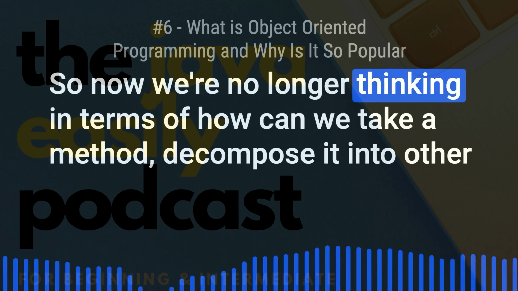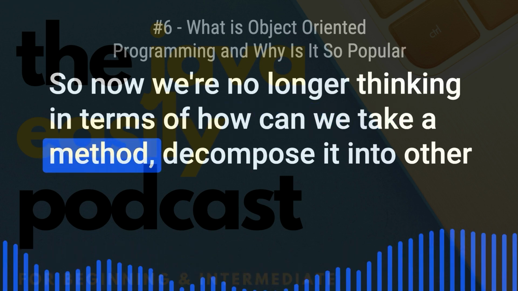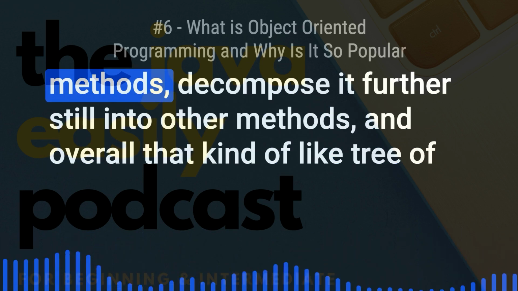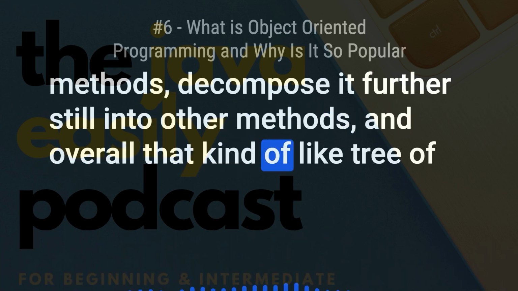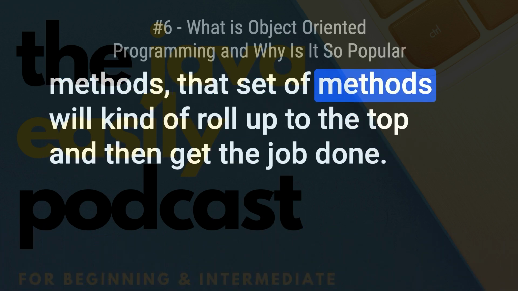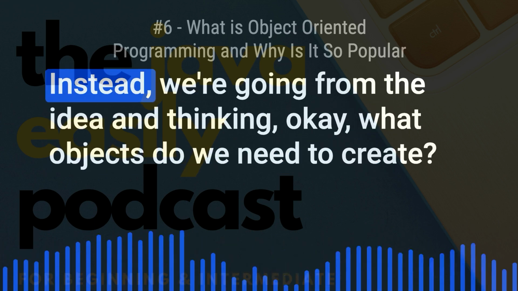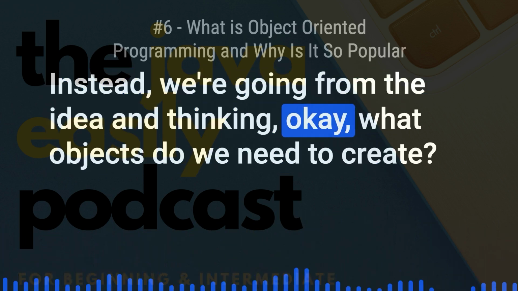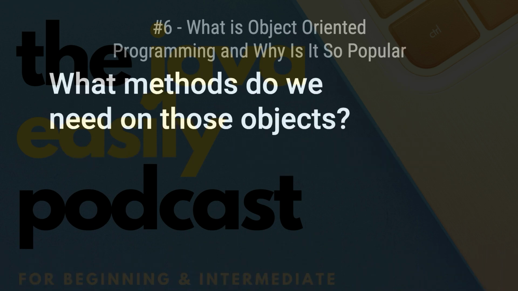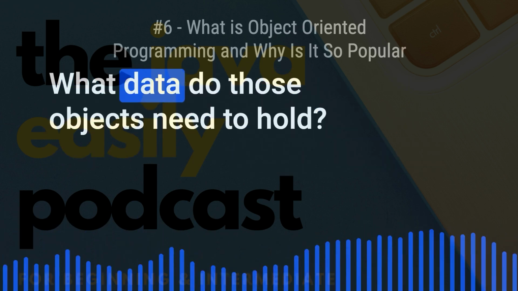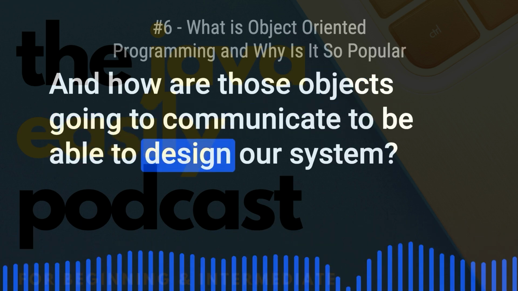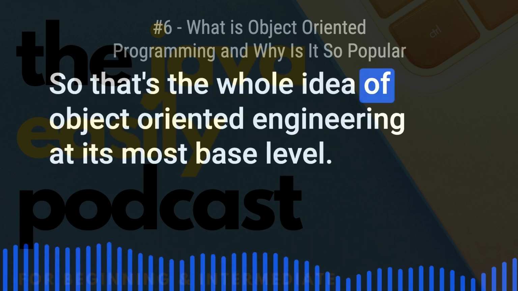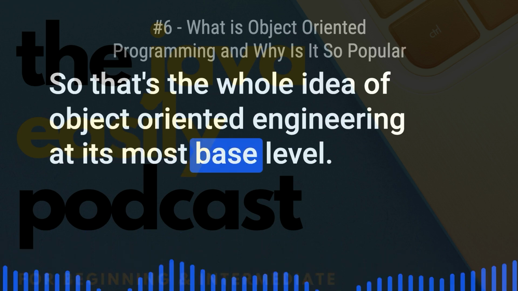So now we're no longer thinking in terms of how can we take a method, decompose it into other methods, decompose it further still into other methods, and overall that tree of methods will roll up to the top and get the job done. Instead, we're thinking, okay, what objects do we need to create? What methods do we need on those objects? What data do those objects need to hold? And how are those objects going to communicate to be able to design our system? So that's the whole idea of object-oriented engineering at its most base level.